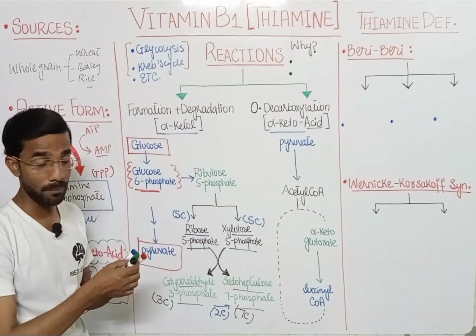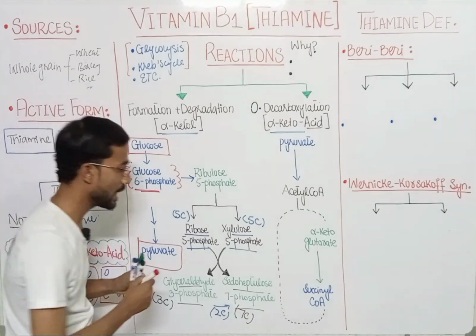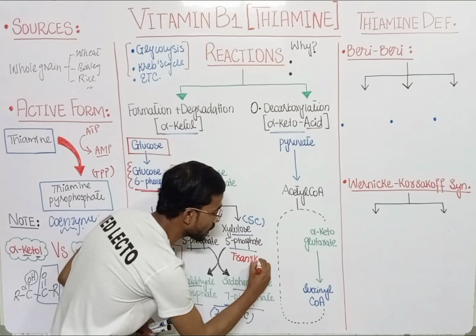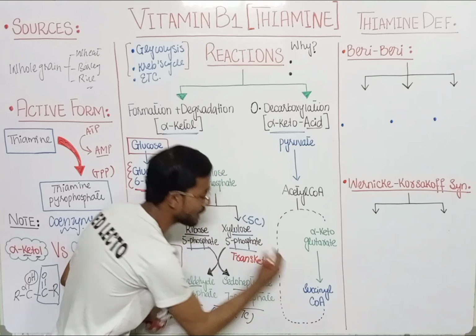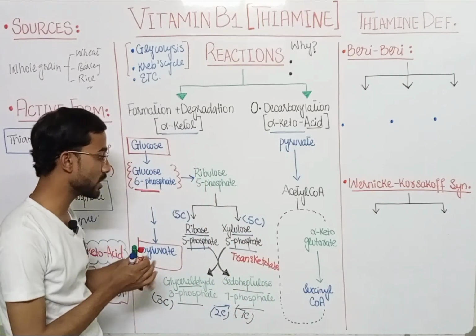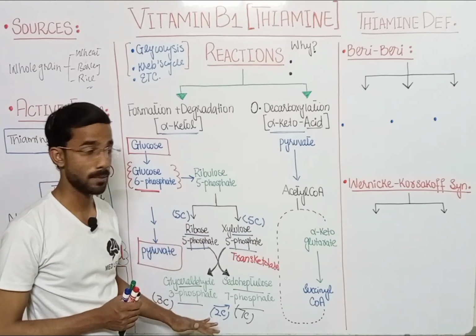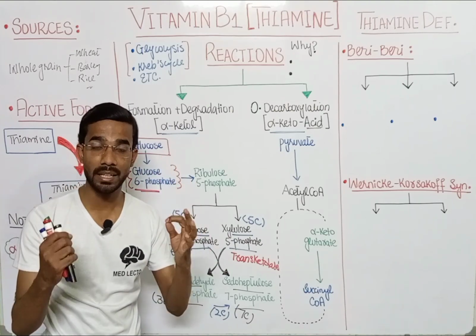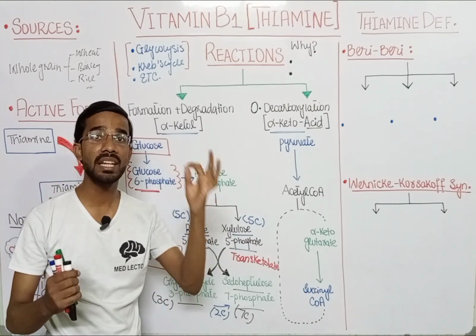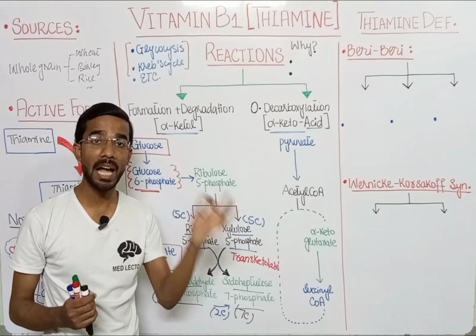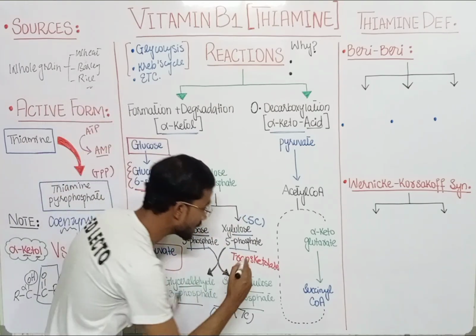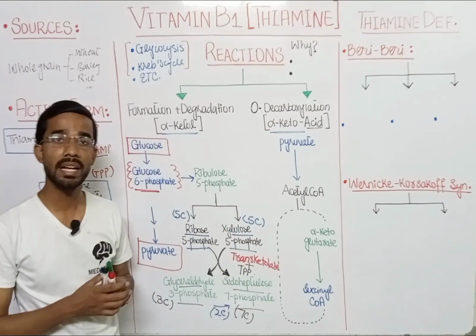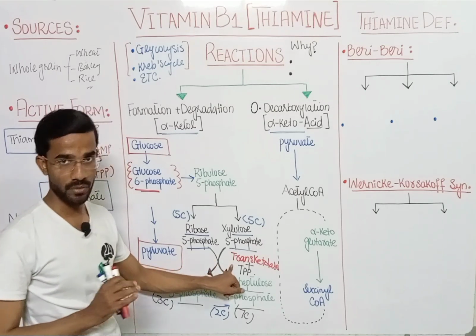Now in this conversion from ribose 5-phosphate to glyceraldehyde 3-phosphate and xylulose 5-phosphate to sedoheptulose 7-phosphate, you will see an enzyme, and that enzyme is very important. This enzyme is actually transketolase. It is involved in the conversion of all these processes, and this enzyme requires a coenzyme, a cofactor, and that coenzyme is TPP, thiamine pyrophosphate. So this enzyme takes TPP as a coenzyme.